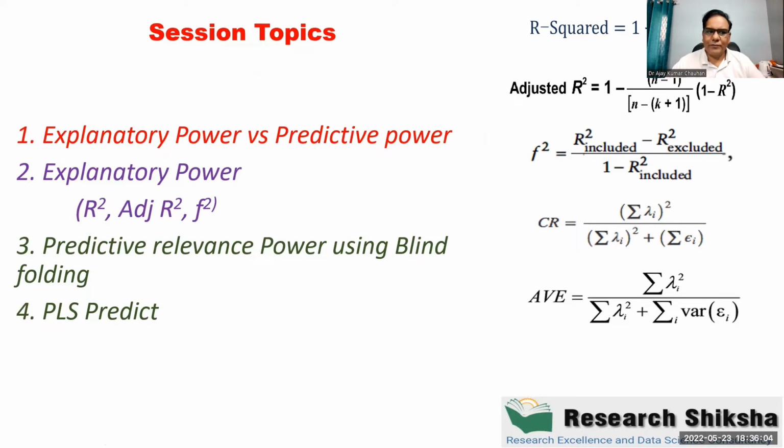The four things we are going to discuss today. What is the explanatory power and what is predictive power? And if you are writing a paper on PLS-SEM, the explanatory power is very, very important. Predictive power we can assess with the help of two things. One is called the blindfolding procedure, and the second method is called the PLS predict procedure. Both procedures I will show you today, and the formulae which we are going to use in today's session are these. So we will discuss them one by one.